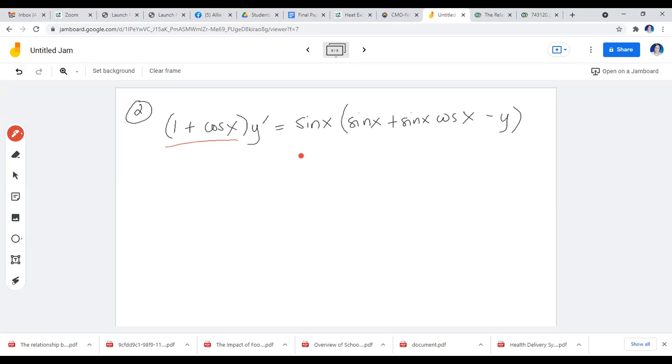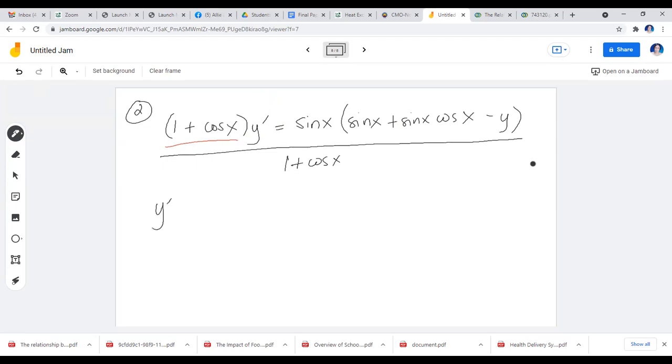So you divide your entire differential equation by the quantity 1 plus cosine x, because you want your derivative to stand alone, meaning its coefficient should be only 1. So we will do that. We will divide this differential equation by 1 plus the cosine of x. In the process, that way we will not incur so many lines in our solution.